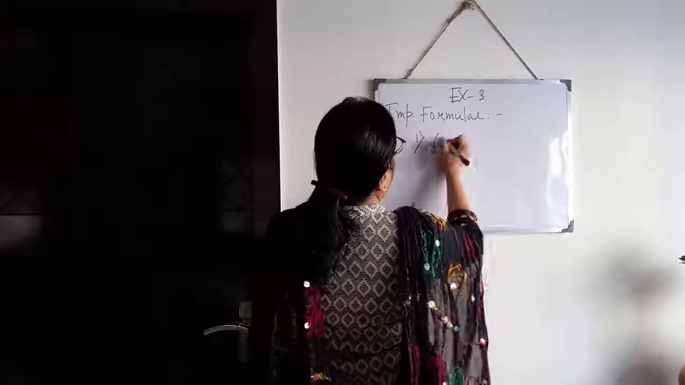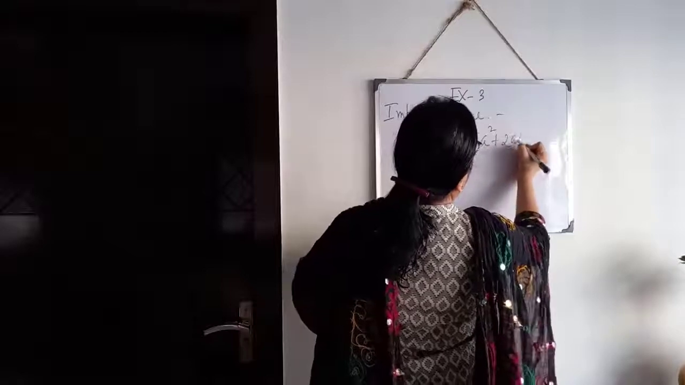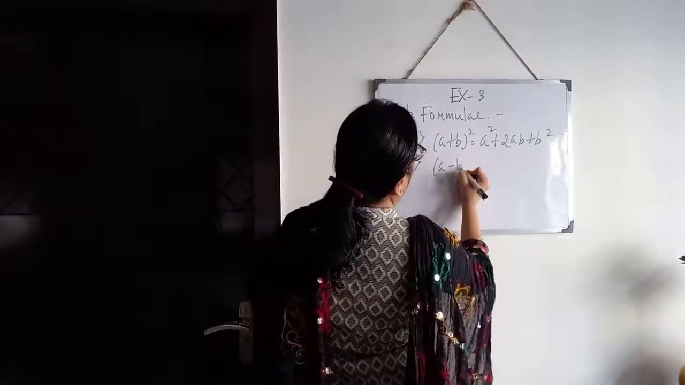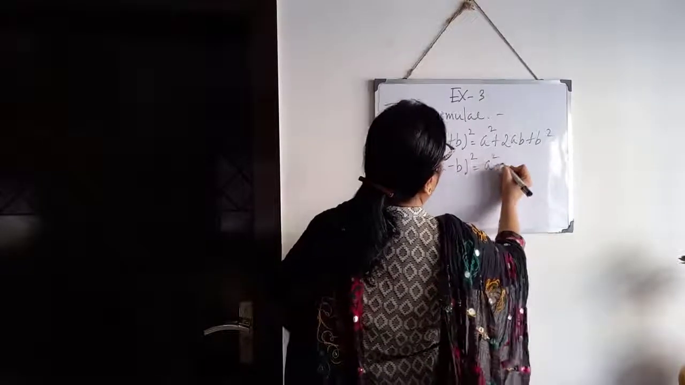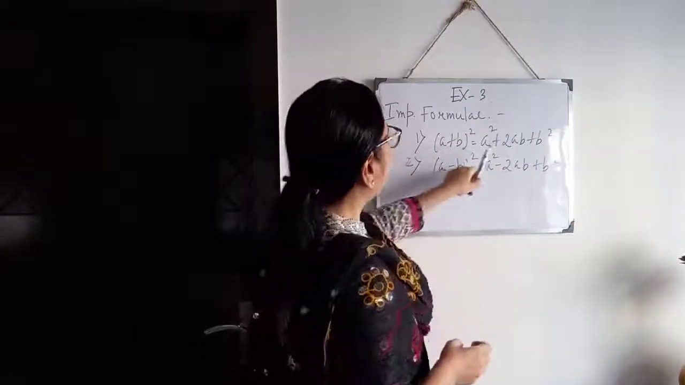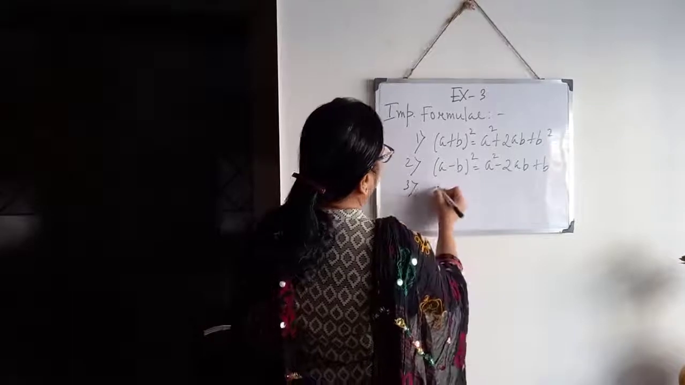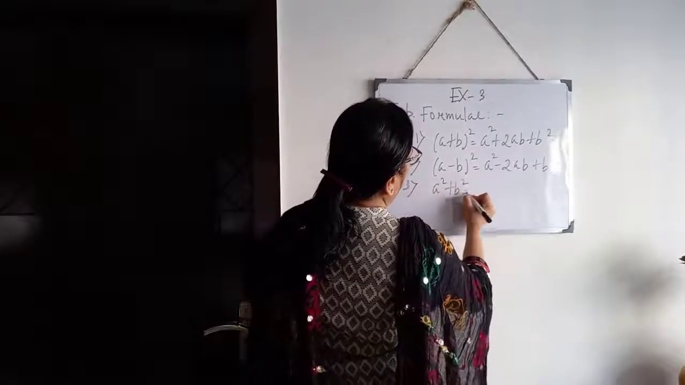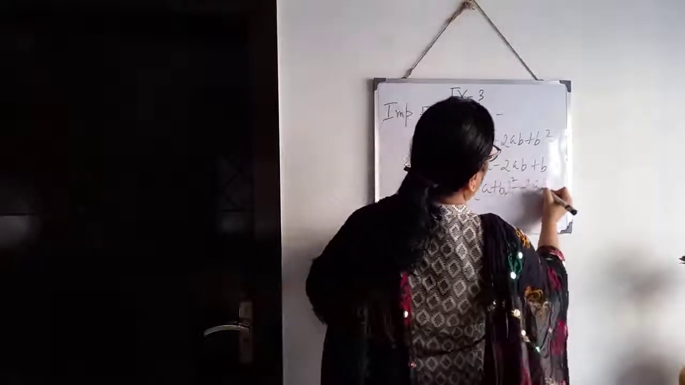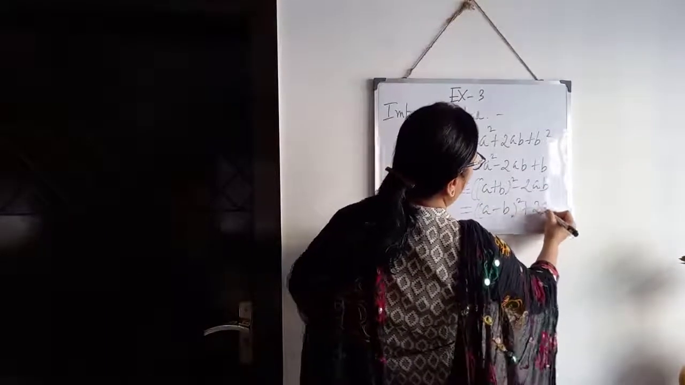One is (a plus b) whole square equals a square plus twice ab plus b square. Number 2, (a minus b) whole square equals a square minus twice ab plus b square. Same, only there is plus, so there will be plus twice ab; there is minus, so there will be minus twice ab. Now third, a square plus b square. You can write it in this form: either (a plus b) whole square minus twice ab, or (a minus b) whole square plus twice ab.